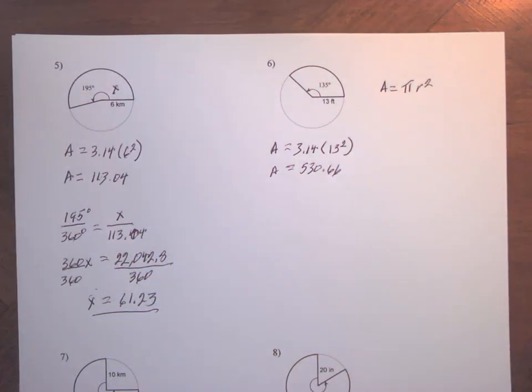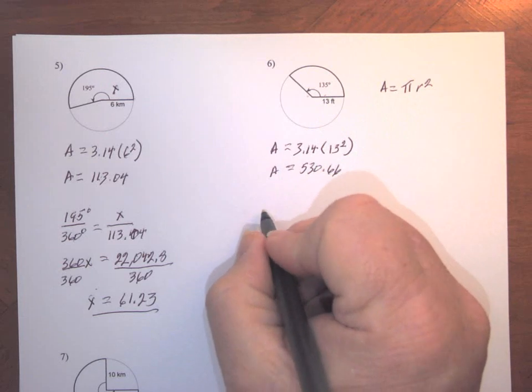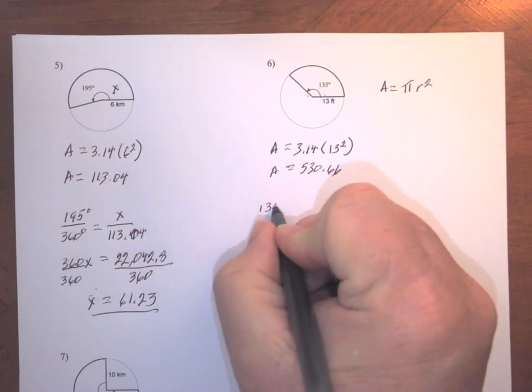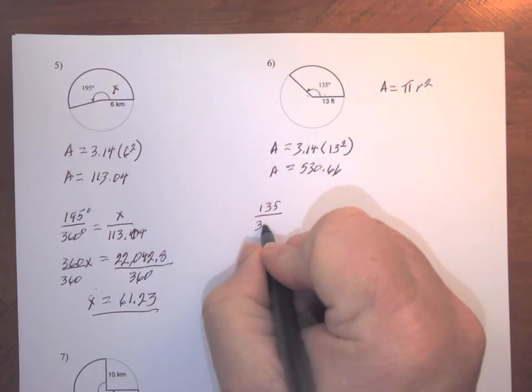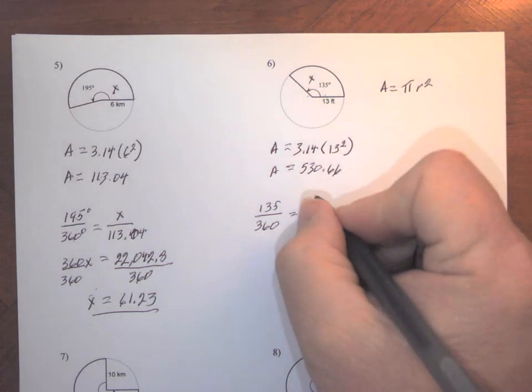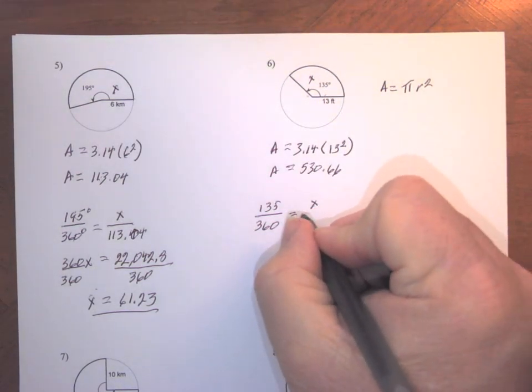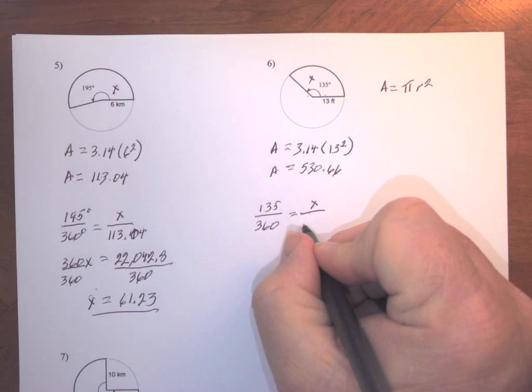All right, so let's set up our ratio. Central angle is 135 divided by the total number of degrees, which is 360, has got to equal x, which is what we're looking for, divided by the total area, 530.66.